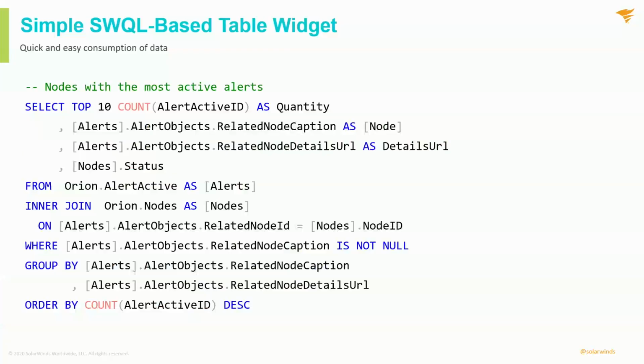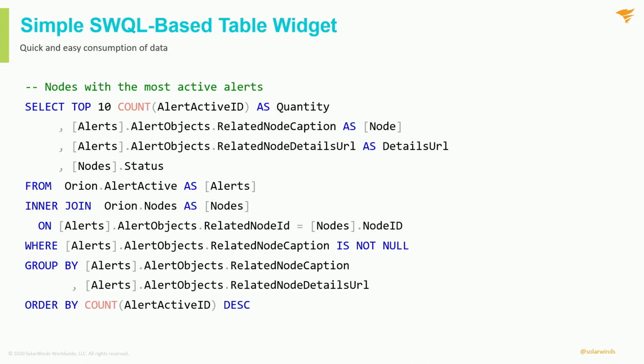So let's talk about building stuff into a table. So here's a quick breakdown. This is nodes with the most active alerts. In other words, these are nodes that are related to an alert, and getting a count on those, and also bringing back some information. So here we'll bring back the quantity, that is a number of alerts that are active right now. That is the related node caption, which is the caption name you're all familiar with, and a details URL so it can be clickable, and then also the status. And I do have to do a manual join here for related node ID to the nodes table, but this is not complex. Again, I will provide these examples.